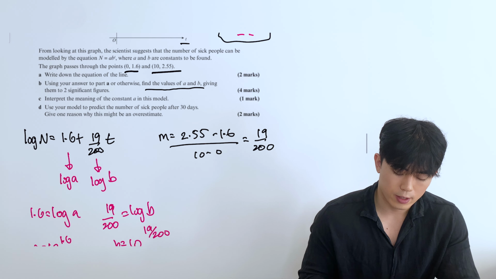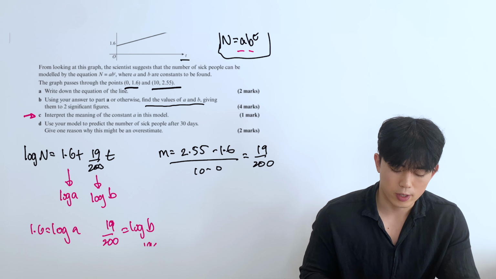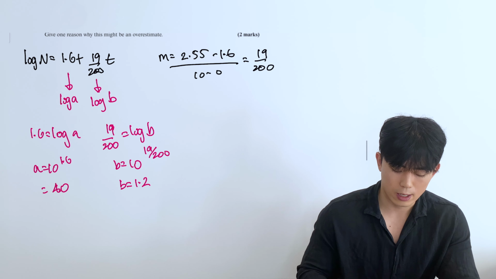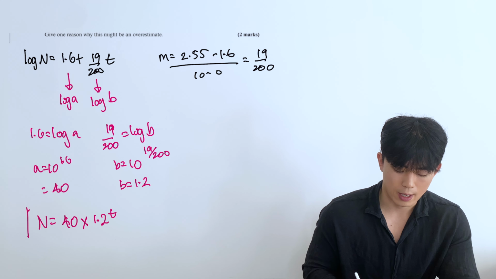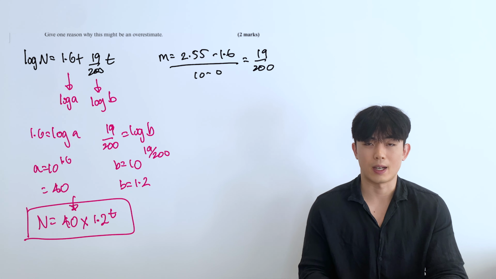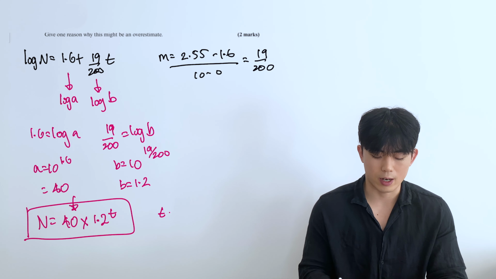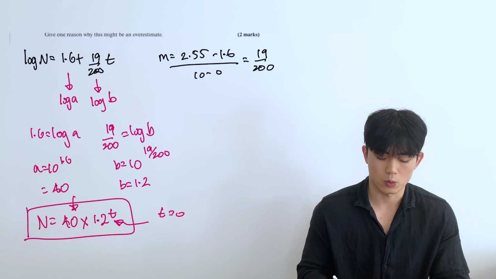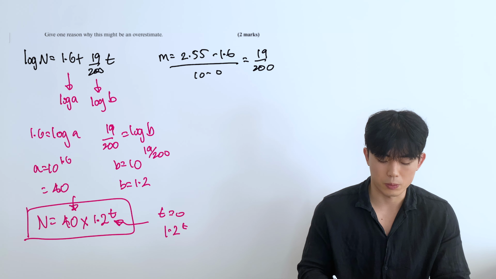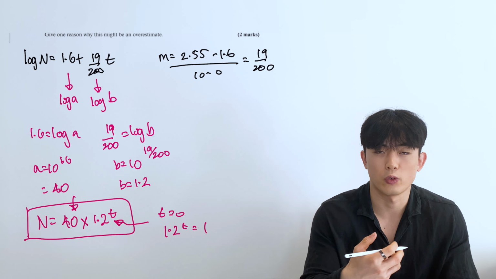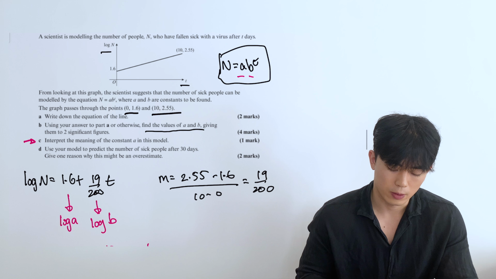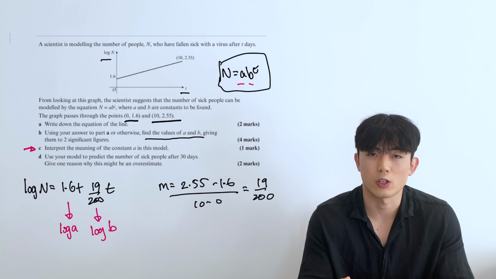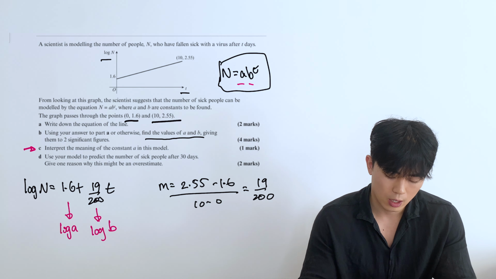Right, C, interpret the meaning of the constant a in this model. So if I was to write it out, it'll be n is equal to 40 times 1.2 to the power of t. So our a value is this 40 value here. What this means is, if t is 0, then 1.2 to the t becomes 1, right? So n is 40, which is essentially just the initial number of people who have, in this case, gotten sick. So that's the initial number of people who got sick at time t is 0.